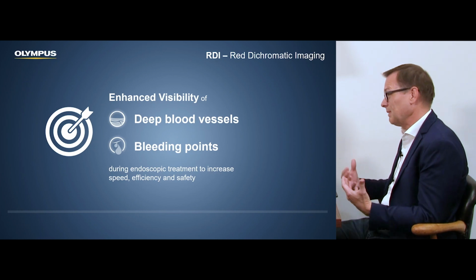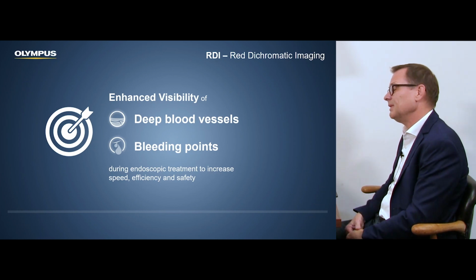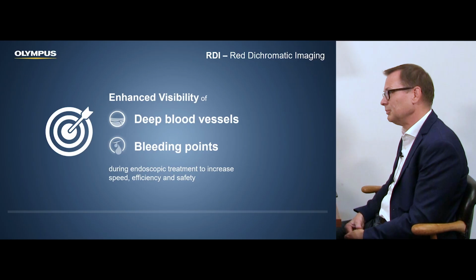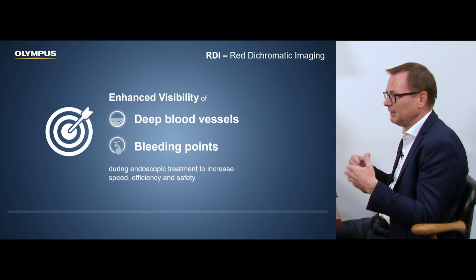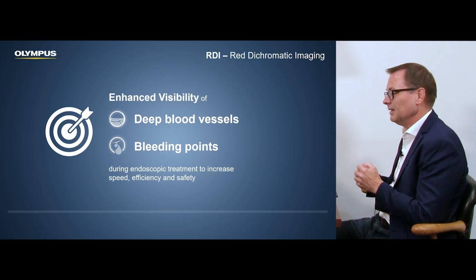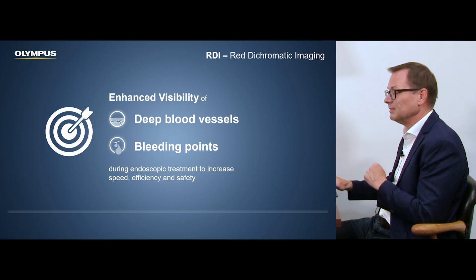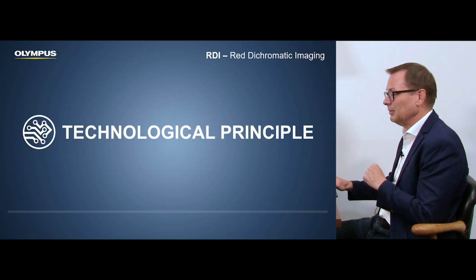You might remember from NBI that NBI uses green and blue light. The difficulty with green and blue light is that it does not penetrate so deep into the mucosal tissue. So deeper blood vessels are actually not seen by NBI. And this is what we're trying to solve with the RDI function. And you will see that it might also be interesting to use this on a bleeding spot.